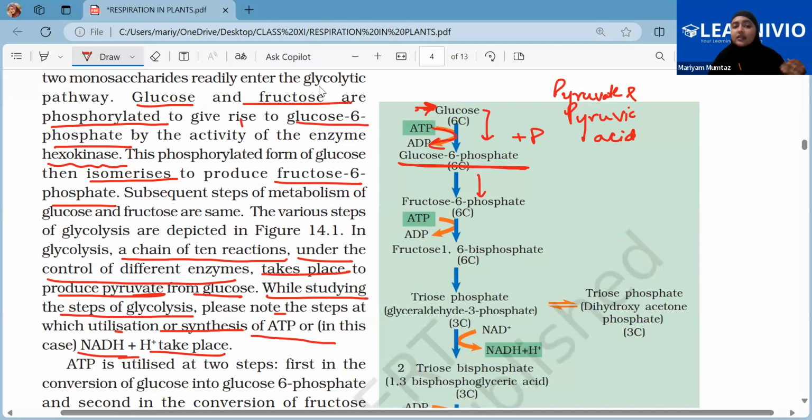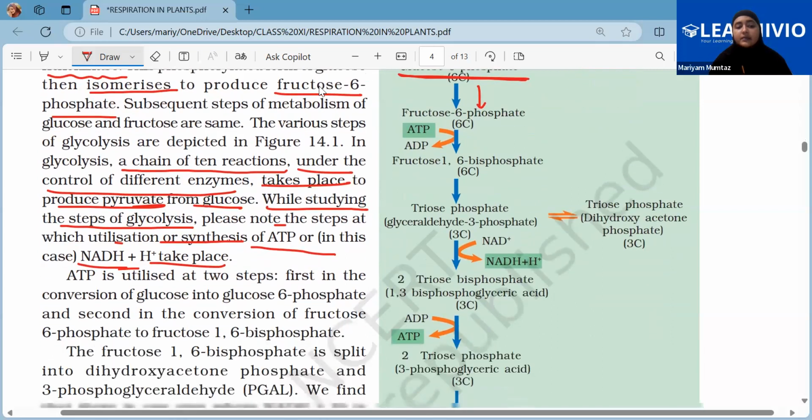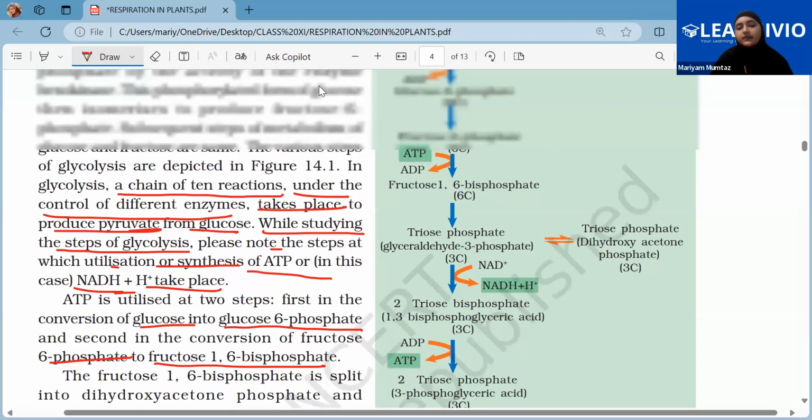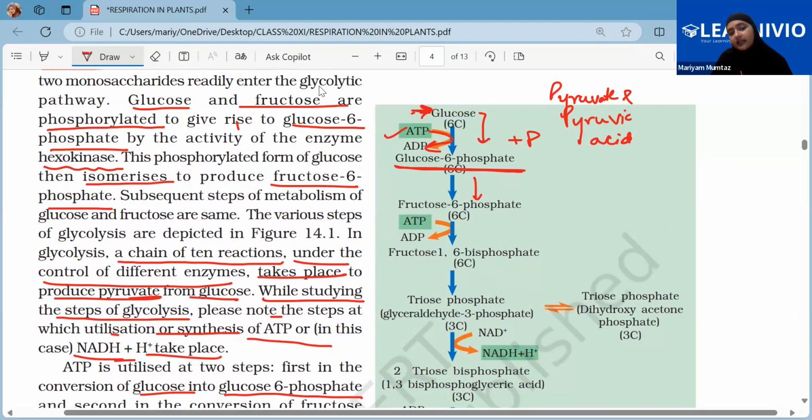ATP will either be utilized in the process, because some reactions require energy, and that energy comes from ATP only. So somewhere in these reactions ATP will be utilized, and somewhere it will be synthesized. ATP is utilized at two steps. First, in the conversion of glucose into glucose 6 phosphate, and second, in the conversion of fructose 6 phosphate to fructose 1,6 bisphosphate. In this step and in this step, ATP is being utilized.